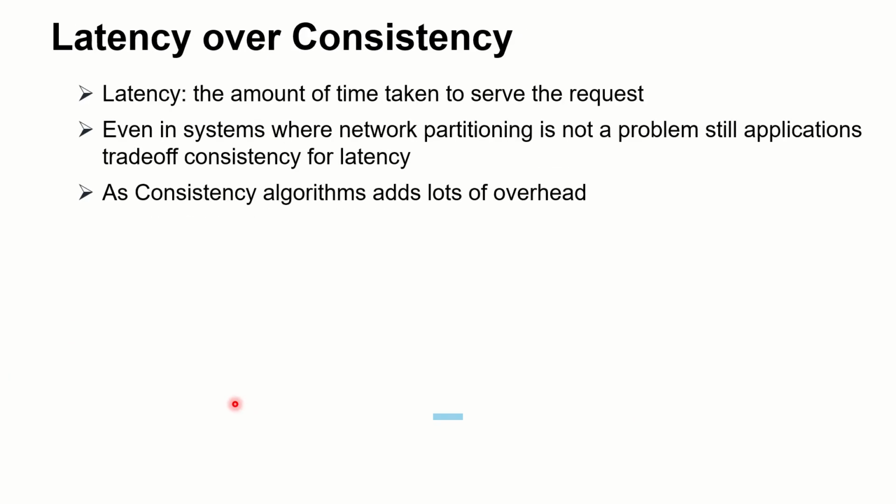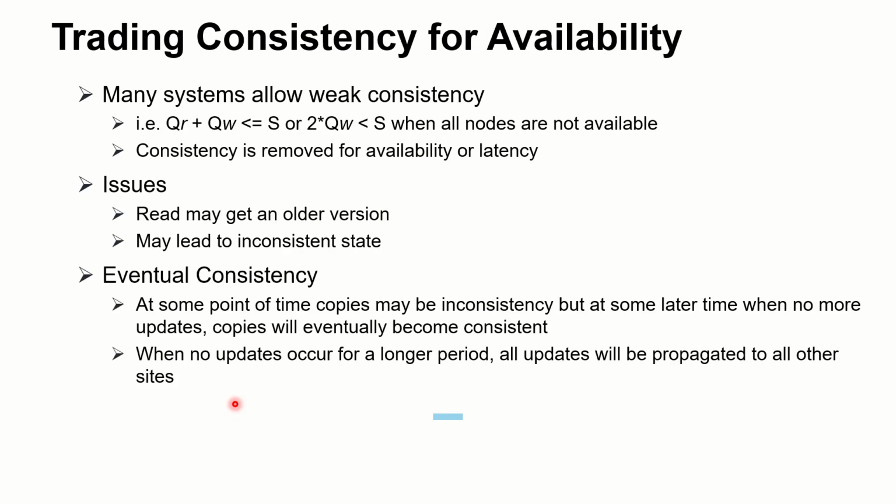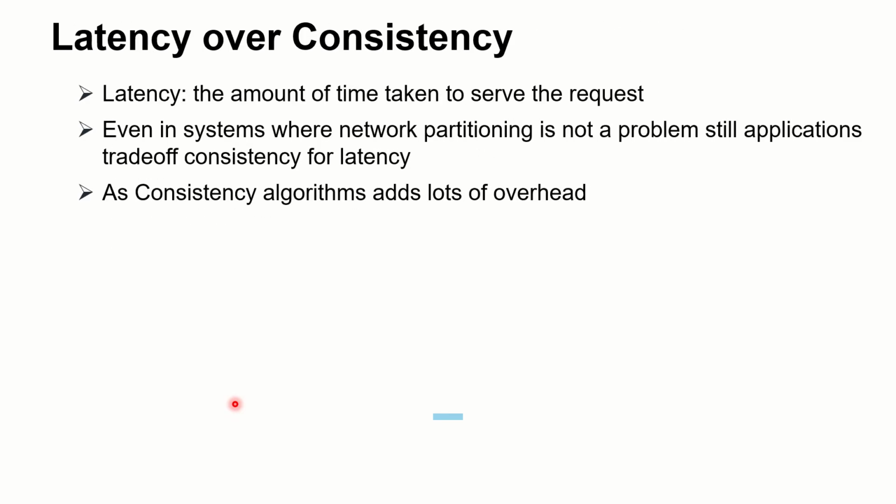There is one more thing. Here we have already chosen partition tolerance, but what if we don't have the problem of network partitioning? In that case we still trade off consistency, because of latency. To maintain consistency across all the distributed systems we already have lots of overhead, so for latency, we sometimes trade off consistency.